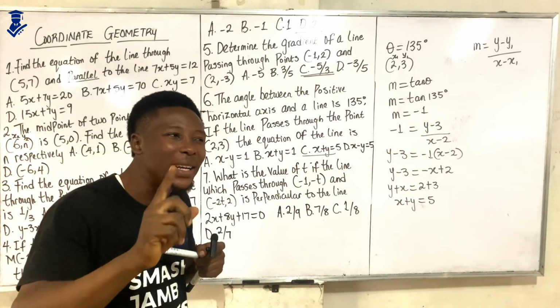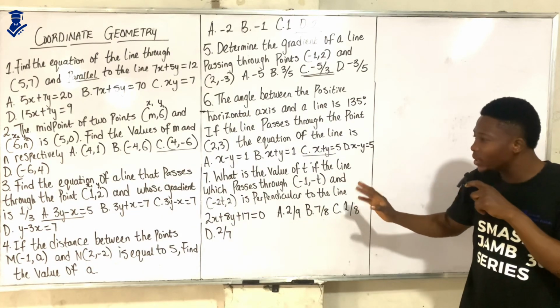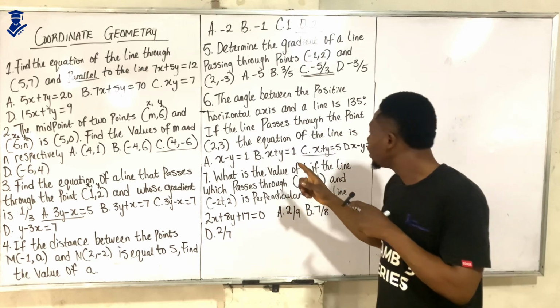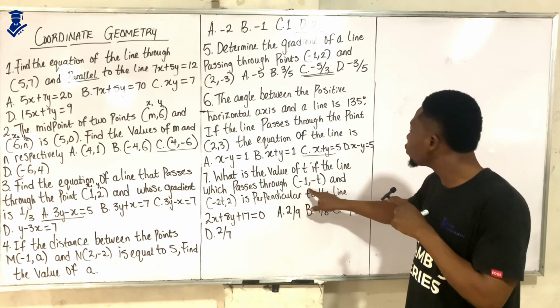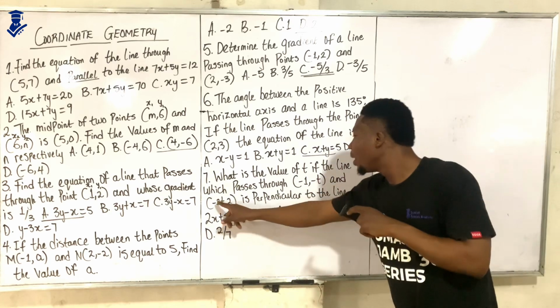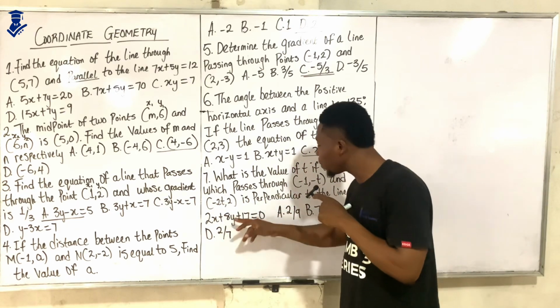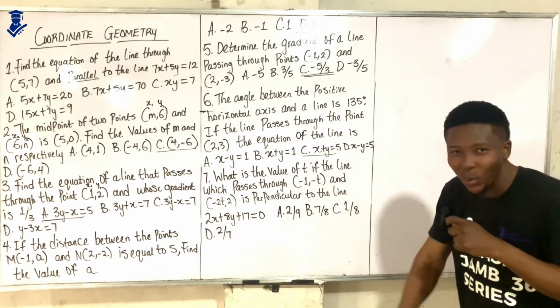Now, let's find the answer to this last question. This next question says, what is the value of t if the line which passes through the point minus 1 comma minus t and minus 2t comma 2 is perpendicular to the line 2x plus 8y plus 17 is equal to 0. Now how do we solve this question?